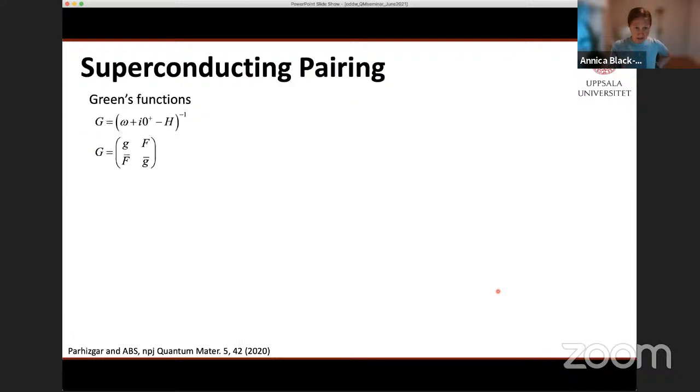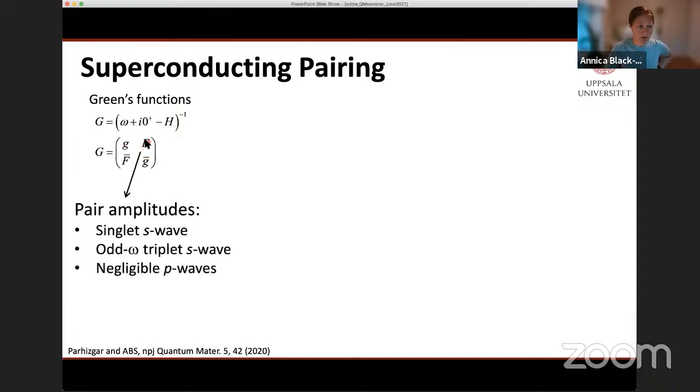So we looked at this, we calculated the Green's function based on the Hamiltonian, and then we got the anomalous part. So this is this F part here, which is directly proportional to that, with this, the pair amplitude. And we decompose this pair amplitude into the spin singlet S wave state. The spin triplet S wave state is going to be odd in frequency. And we also looked at P waves, but they're actually negligible in the system.